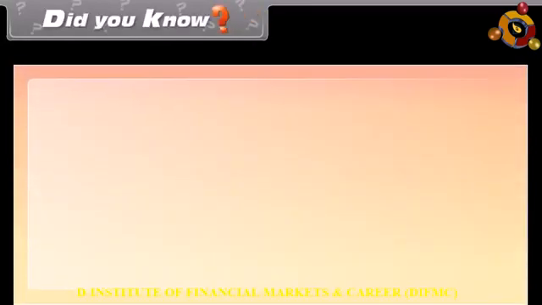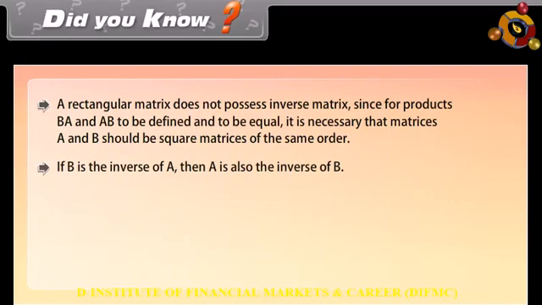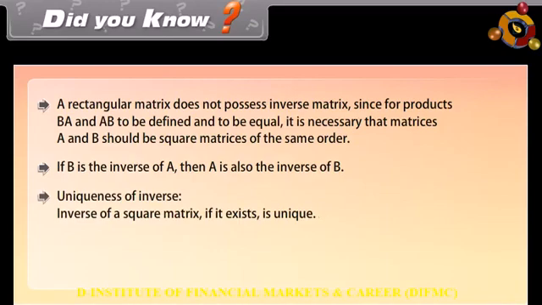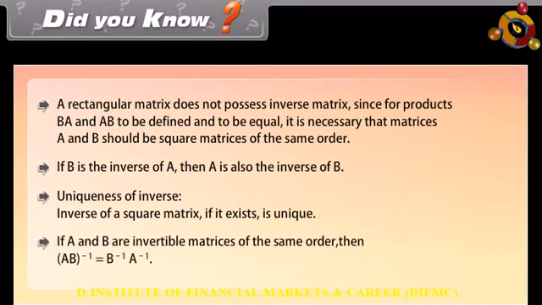Did you know? A rectangular matrix does not possess an inverse matrix since for products BA and AB to be defined and to be equal, it is necessary that matrices A and B should be square matrices of the same order. If B is the inverse of A, then A is also the inverse of B. Uniqueness of inverse. Inverse of a square matrix, if it exists, is unique. If A and B are invertible matrices of the same order, then inverse of AB is equal to inverse of B into inverse of A.